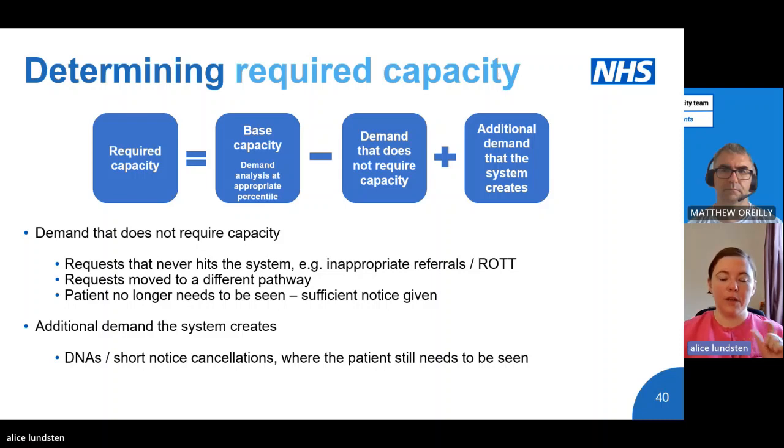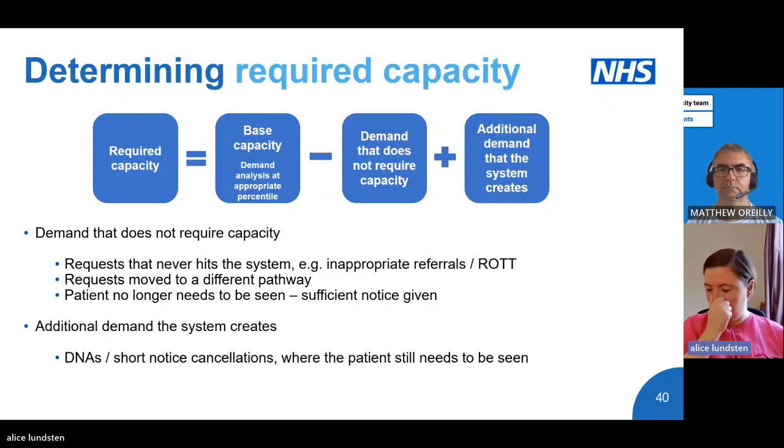So you'll need to identify that. Sometimes that will be removed from your data before you get it, but sometimes it isn't, and it's worth being aware of it. We then add on what we call additional demand that the system generates. And that's, again, a phrase that may or may not instinctively resonate for people. But what we mean by that is, a lot of it is around people who haven't attended their appointments or have cancelled at short notice.